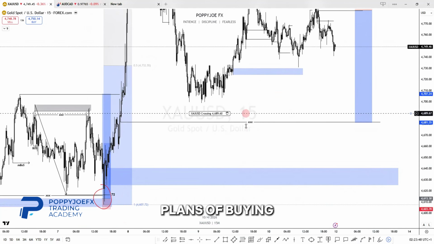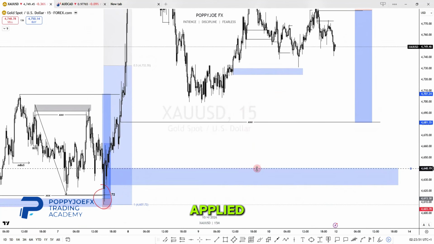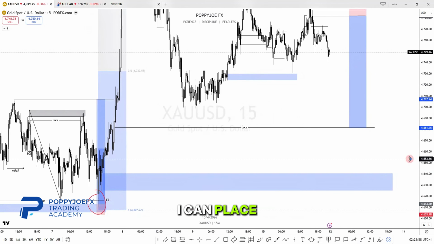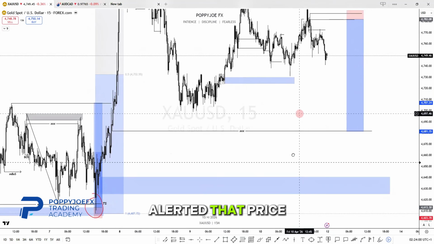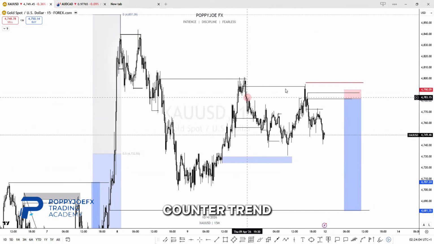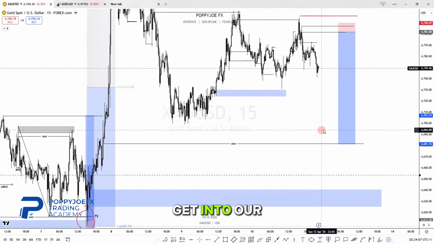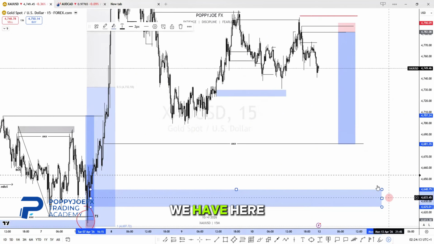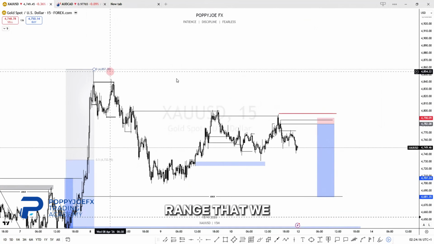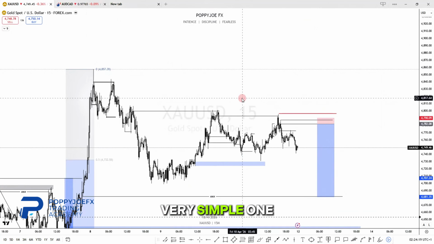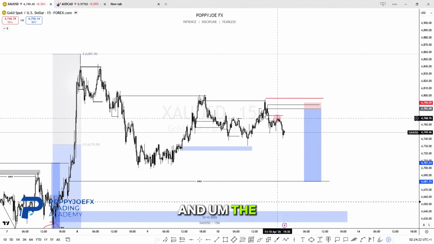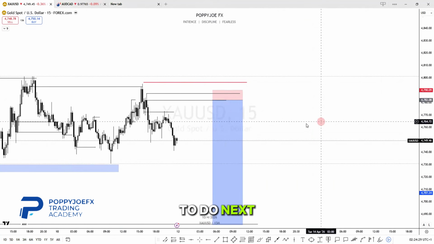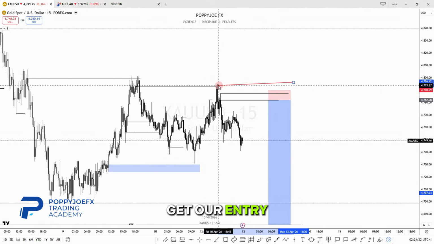I actually had plans of buying gold maybe somewhere around here, but now price has already gotten to external. So I will be making use of my buy around here, but I can place my alert here so I get alerted that price is coming there. So what we are doing is we are going to be catching the counter trend first until gold gets into our discount level, and we buy from the available discount zone that we have here to go back all the way to the external range that we have. So it's a very simple plan on gold, very simple one. First is to sell, right? And the sell has given us that the market has already started that move down. So all we need to do next is to get our entry for next week.